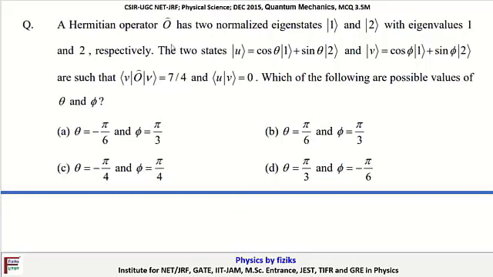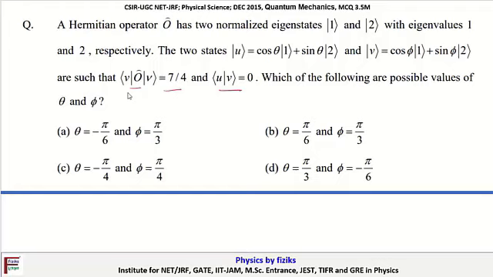A Hermitian operator O has two normalized eigenstates 1 and 2 with eigenvalues 1 and 2 respectively. The two states are |u> = cos theta |1> + sin theta |2> and |v> = cos phi |1> + sin phi |2>, such that the expectation value of O in state v is 7/4 and <u|v> equals 0. Which of the following are possible values of theta and phi? So we have to determine these values.